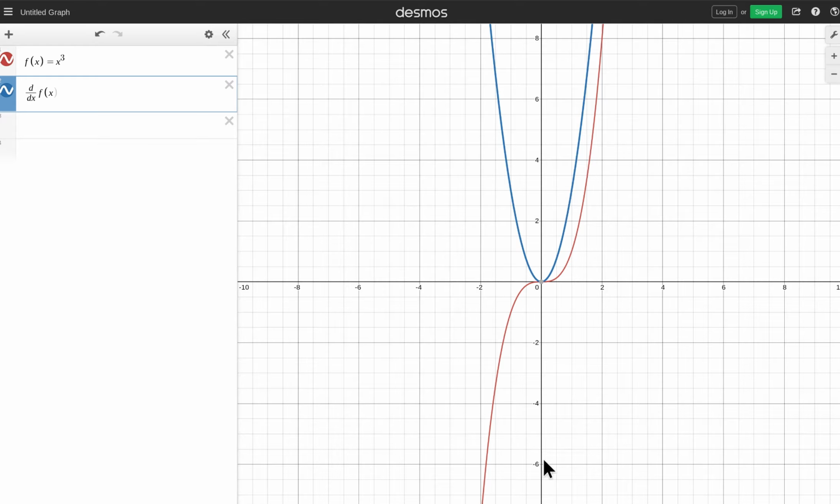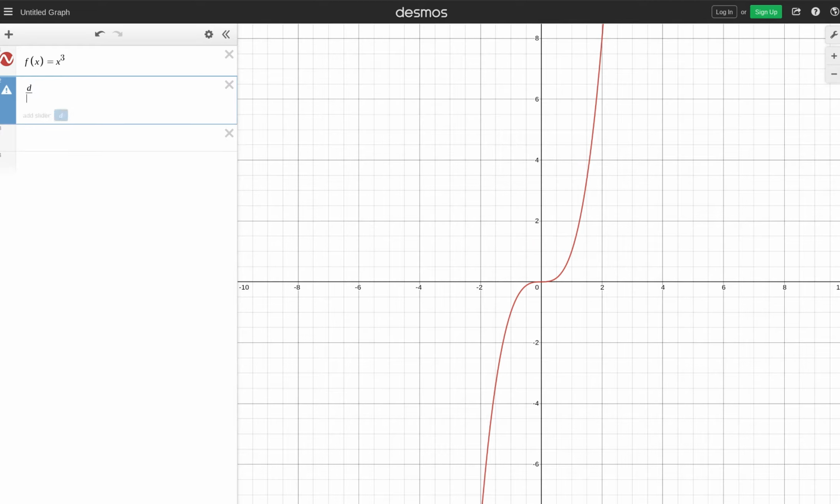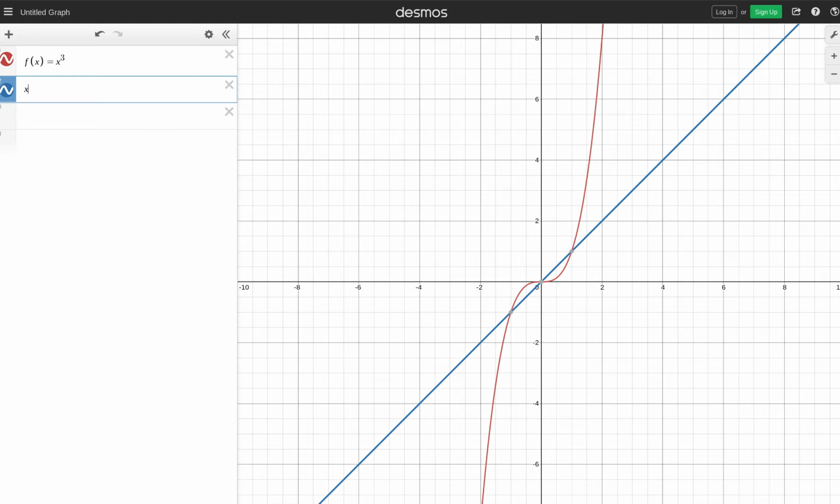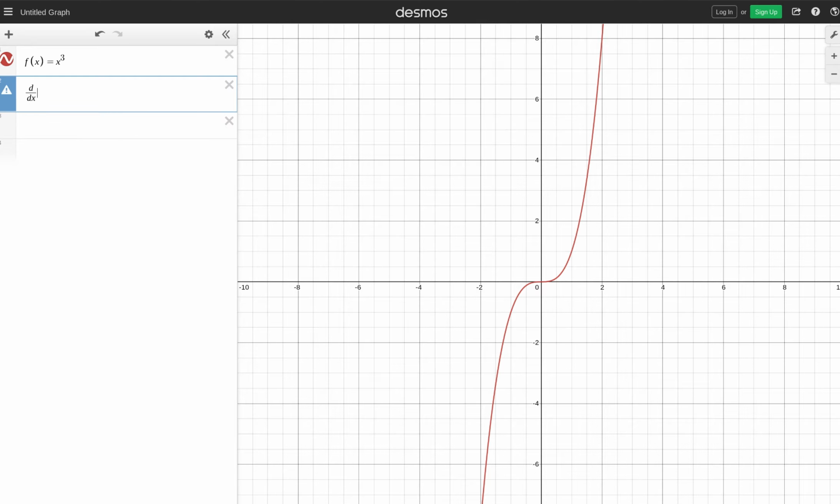So back to our derivatives and finding tangent lines. What the derivative does is it finds the slope of the tangent line at x equals whatever that point is. So let me give an example. If you know how to find the derivative, you should know that d over dx of x to the power of 3 is equal to 3 times x to the power of 2.